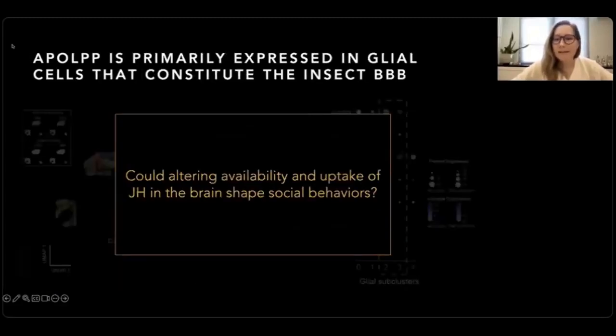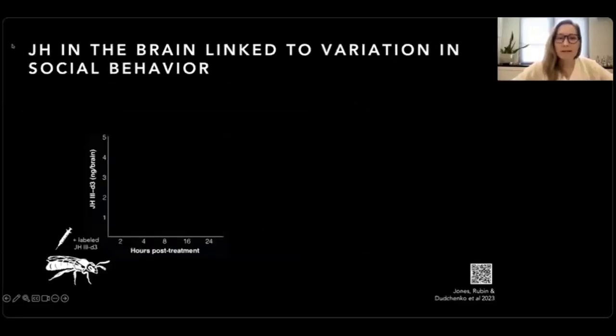So this has led us to hypothesize that altering the availability and the uptake of juvenile hormone in the brain could be an important modulator of social behavior. And so we wanted to test this hypothesis. So we teamed up with some chemists that were down the hall from our lab, and we developed an isotope tracing assay where we could take a labeled form of juvenile hormone, topically apply it to the abdomens of the bees, and then sample the brains to see if we could detect movement of that labeled hormone into the brain following topical application to the abdomen.